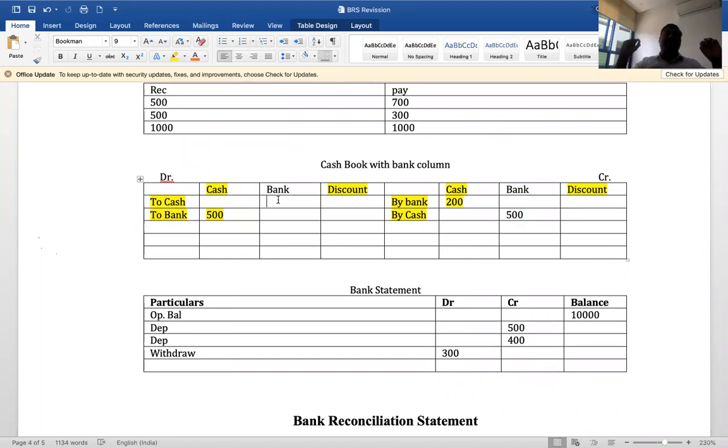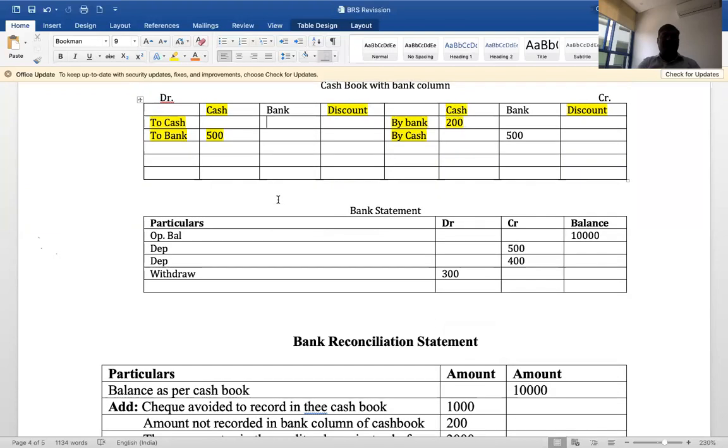To that extent, the amount is shown less. But as per passbook, the amount is unchanged. That means if you compare the two figures, the passbook balance is more, the cash book balance is less. So if you're starting with cash book balance, you have to add the amount not recorded in bank column of the cash book. How much? 200.